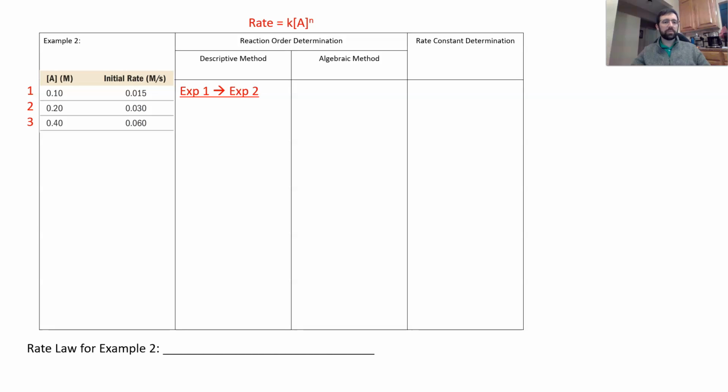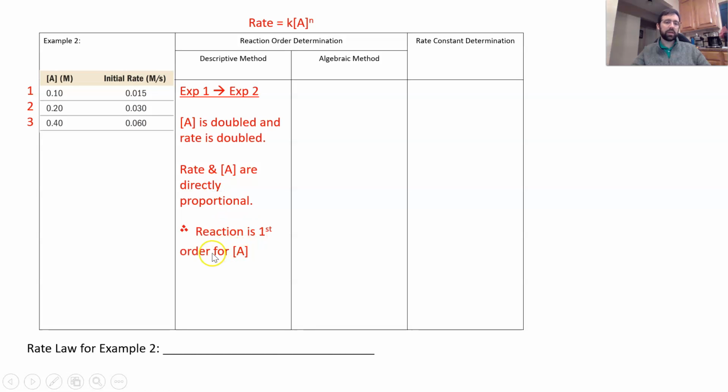So going from experiment 1 to experiment 2, the concentration is doubled. The rate is also doubled. The concentration of A is doubled and the rate is doubled. So what that tells me is they're changing by the same factor. There's a direct relationship. Rate and the concentration of A are directly proportional. Because of that, we know that this has to be first order for A. And our rate law would just be K times A to the 1.